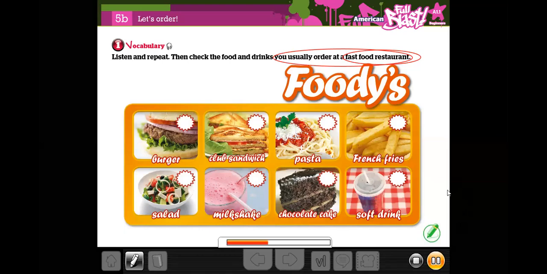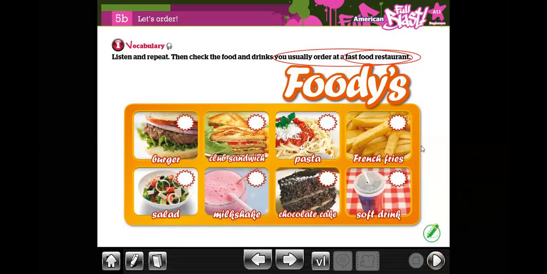Burger. Club sandwich. Pasta. French fries. Salad. Milkshake. Chocolate cake. Soft drink.